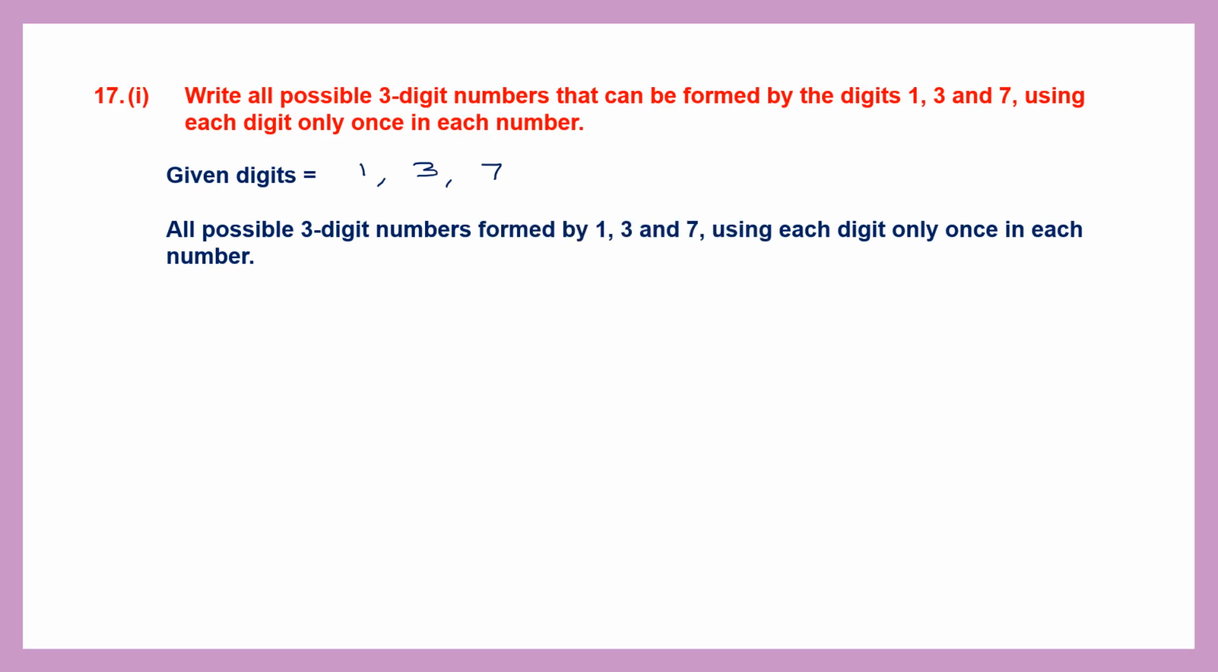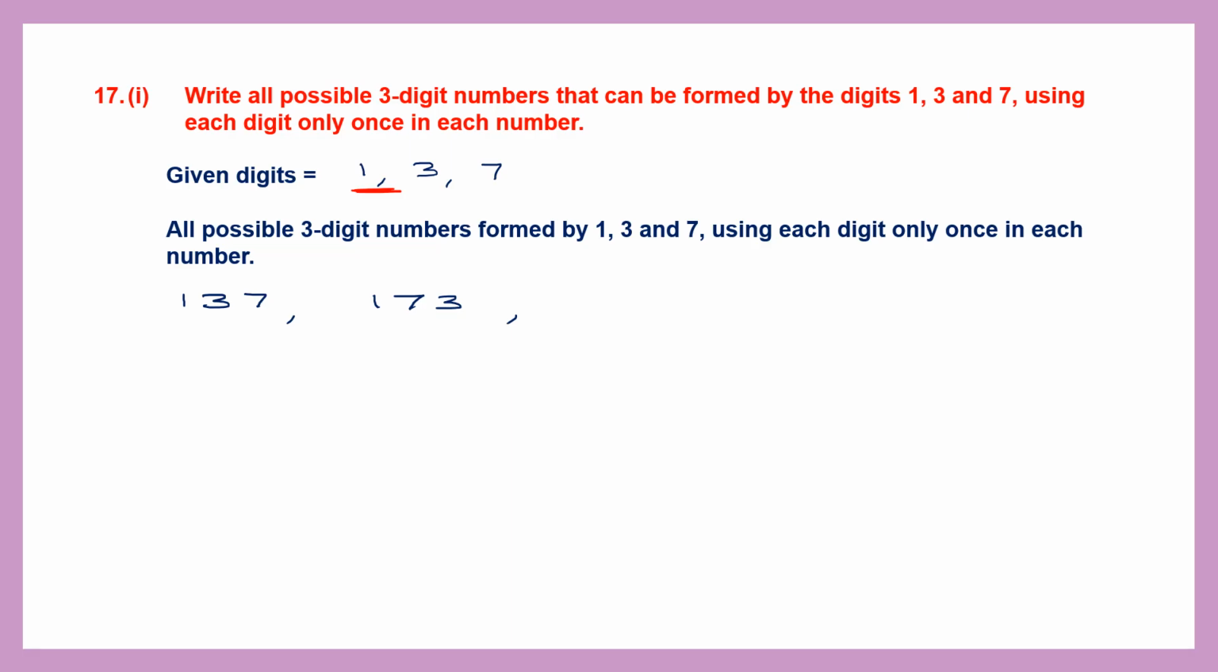So again, let's start with 1. 1 is given and the first number is 1. To form a 3-digit number, take the other two numbers. So 137. Again start with 1. This time interchange 73. So we've got 173. You can't use 1 anymore.